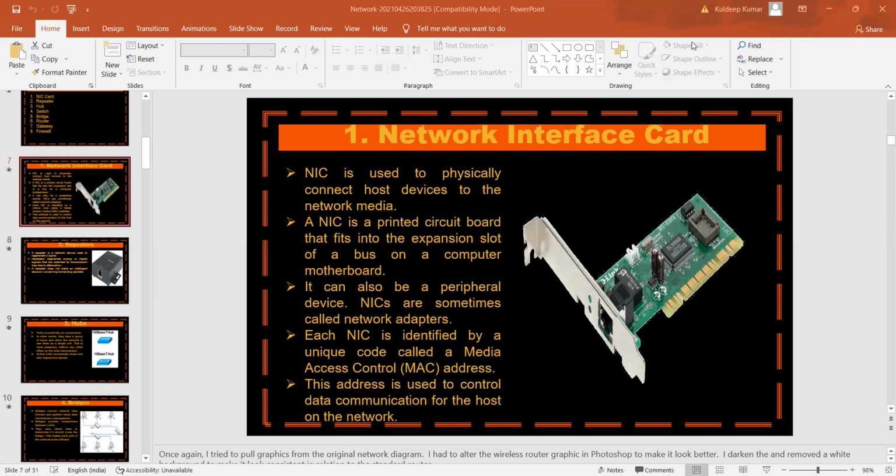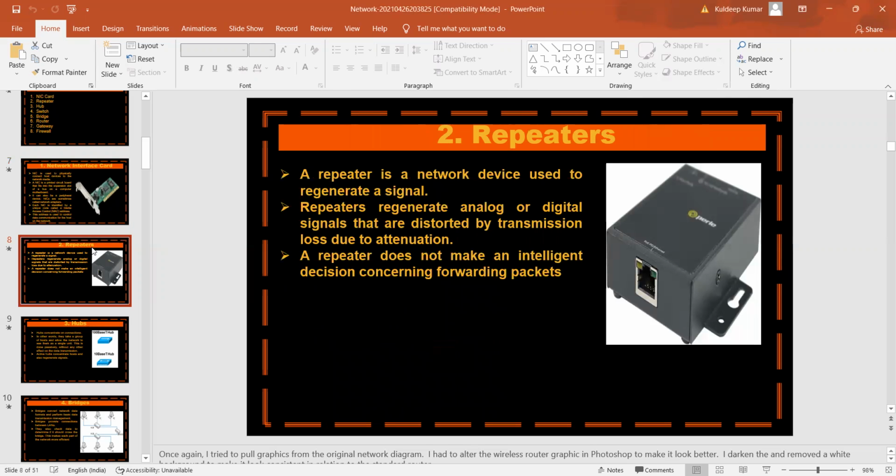Each NIC is identified by its unique code. That code is called media access control address. This address is used to control the data communication for the host of the network. So this is the first networking device. The second one is repeaters. A repeater is a network device that is used to regenerate the signal when it is needed. Repeaters regenerate analog or digital signals that are distorted by the transmission loss due to attenuation. A repeater does not make an intelligent decision concerning the data packets.